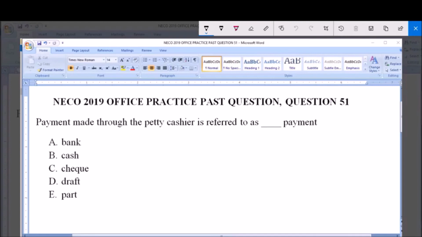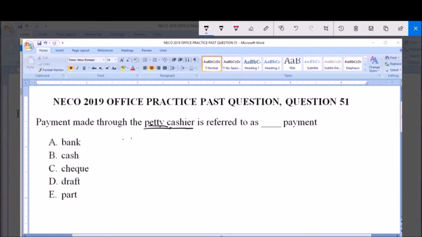I will be answering NECO 2019 Office Practice Past Question, question 51. Payment made through petty cashier is referred to as dash payment. A. Bank, B. Cash, C. Check, D. Draft, and E. Part payment. So the question says payment made through petty cashier, that is payment made by giving money, which is a legal tender. Small amount of money is referred to as dash payment.